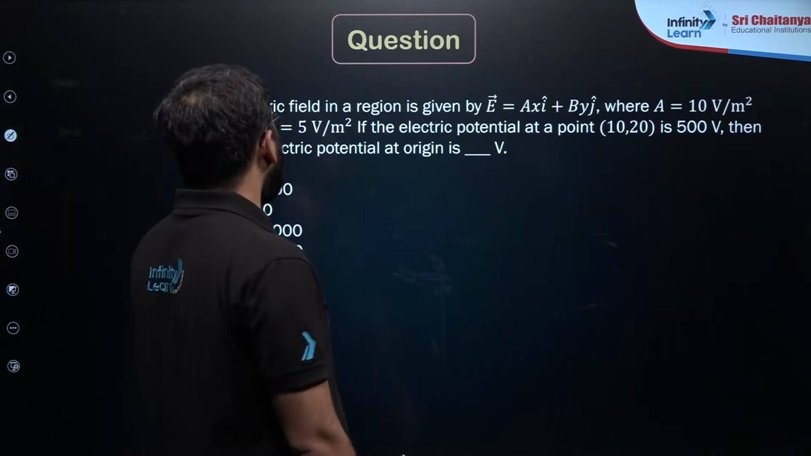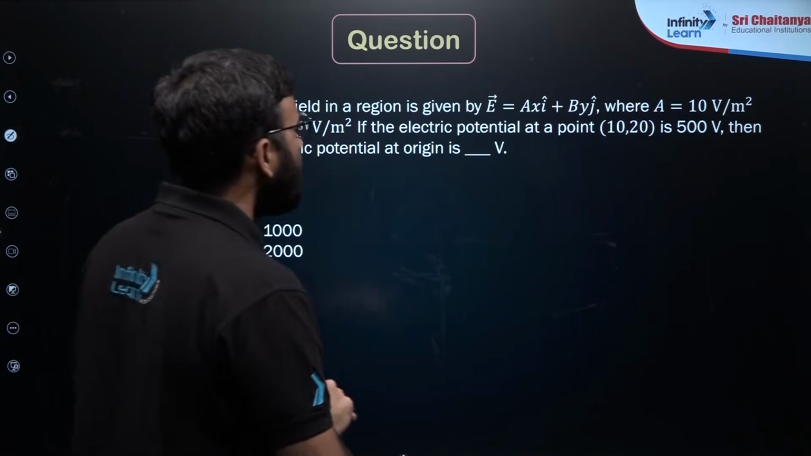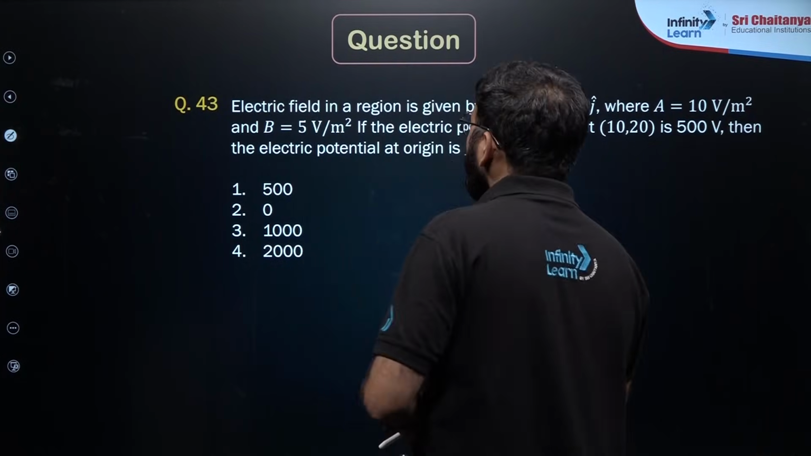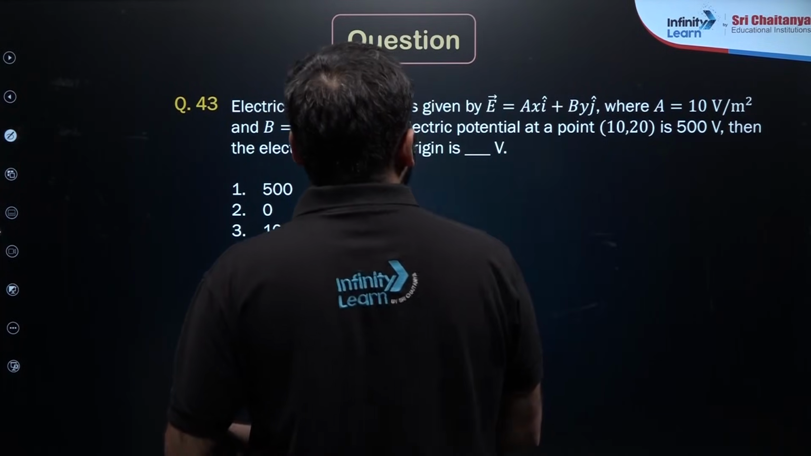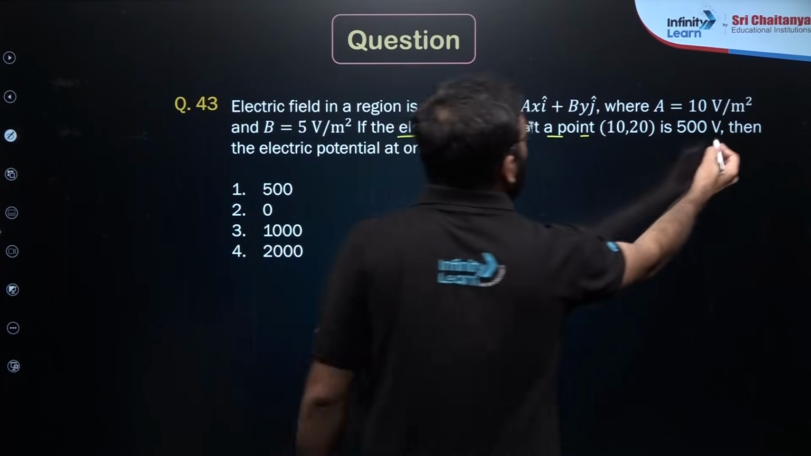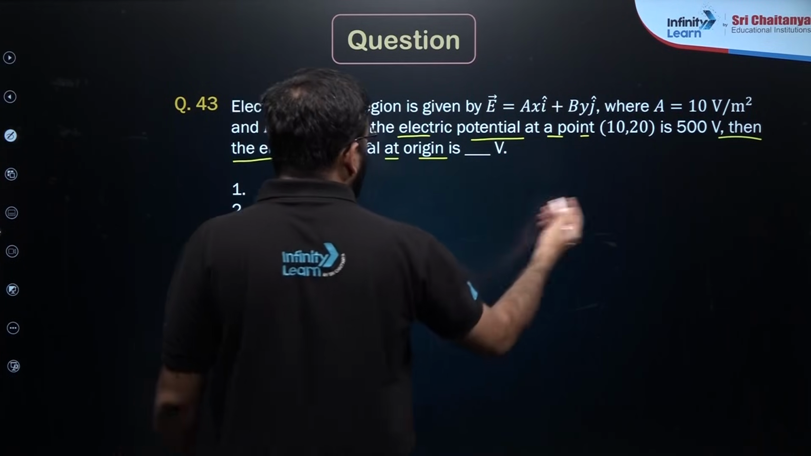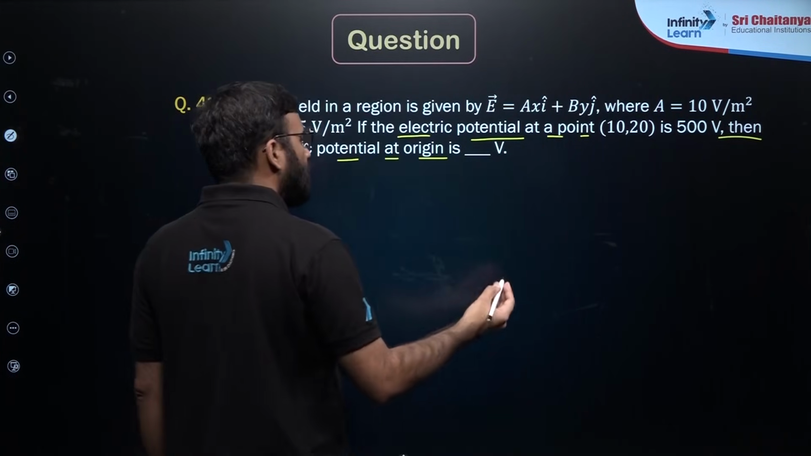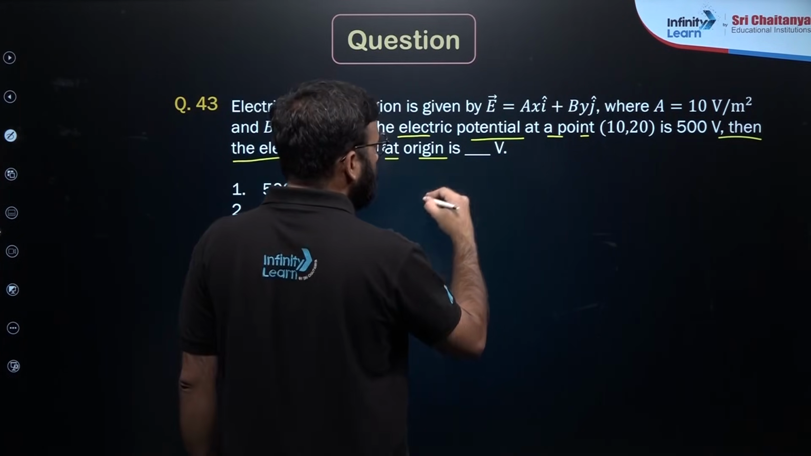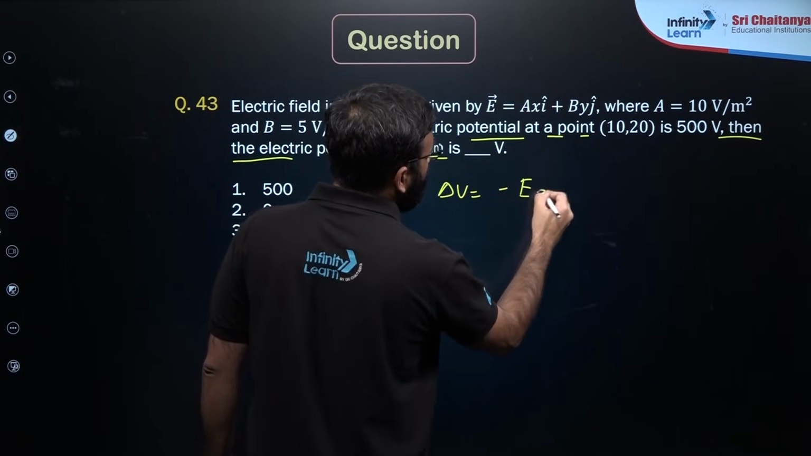Okay beta, next one. The electric field in a region is given by this expression, where A is this many volt and B is this. If the electric potential at the given point is this, then find the electric potential at the origin. So beta, what is the relation between electric potential V and E? E equals minus del V upon dr, so delta V equals minus E dot dr.